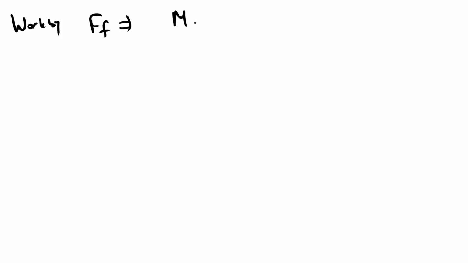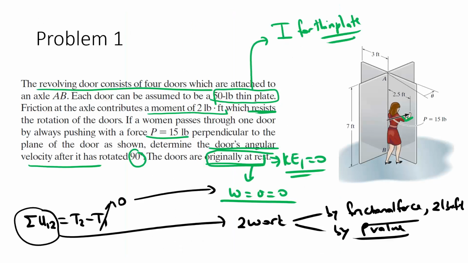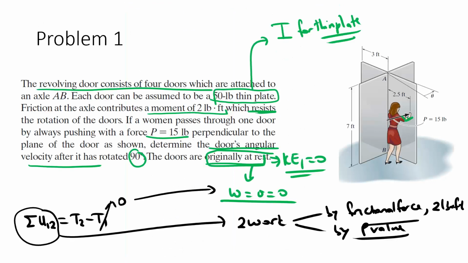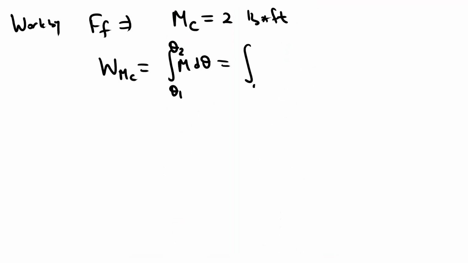It has a moment which is constant, that is 2 lb-ft. And the work by Mc, if you remember, was the integral of M dθ, from θ1 to θ2. In our case θ1 is 0, you can see the θ angle, and θ2 is 90 degrees. So that will be 0 to 90, which is π over 2. Mc is 2 and dθ, so that will be 2 times π over 2, that will be π.